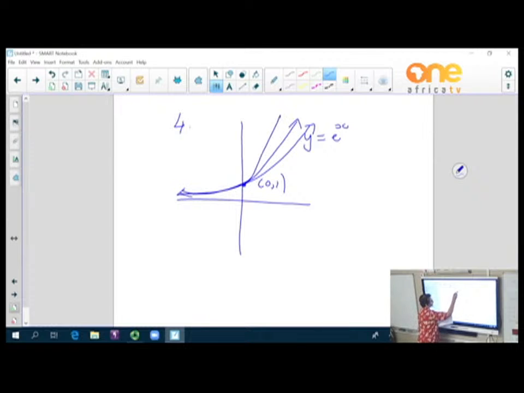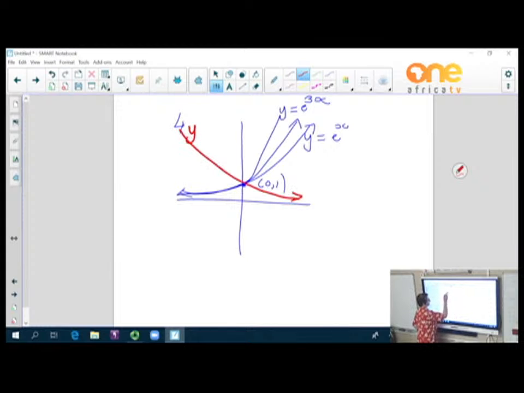And then y is equal to e to the power of 3x. The shape just changes a little bit. This is how that value will change your shape. And then we also have this negative one, so again it will look like this.